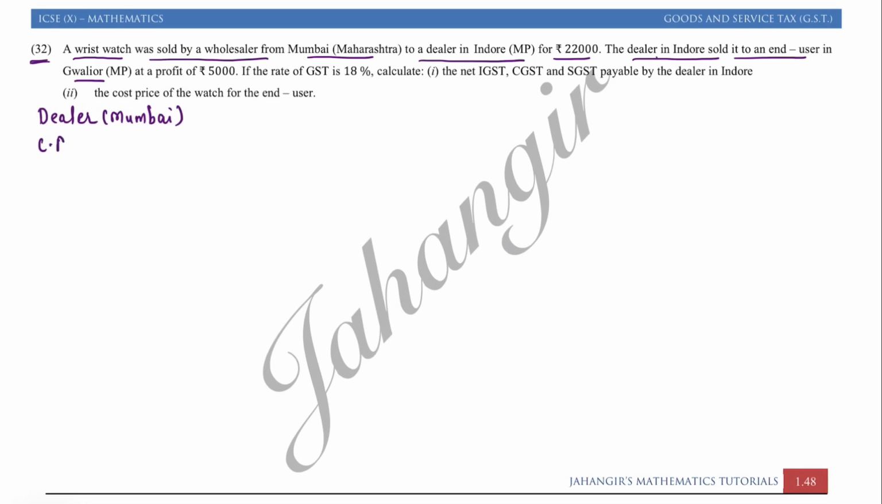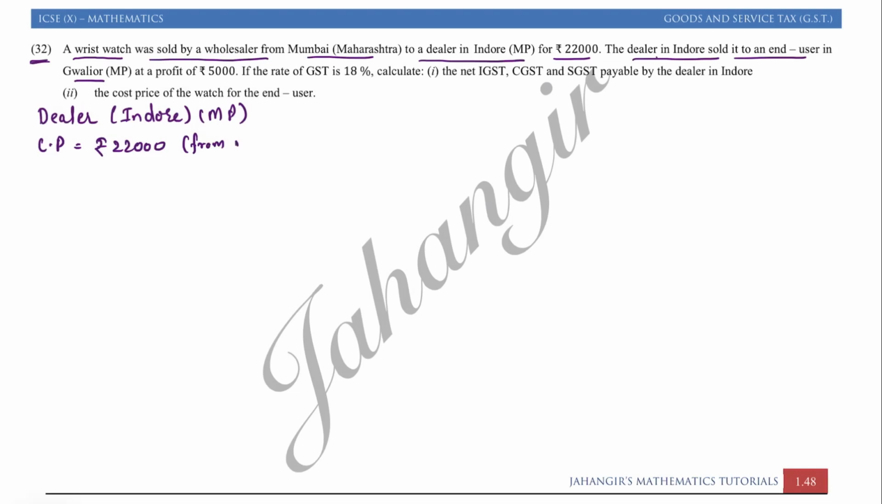Its CP is rupees 22,000, bought from Maharashtra from a dealer. We have to take the dealer in the Indore part. The dealer in Indore, that is in MP.